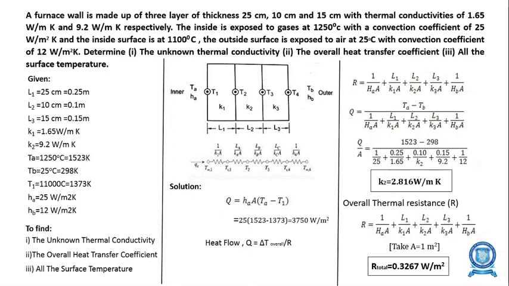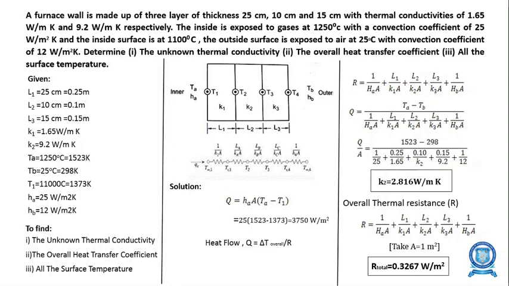Third question, all the surface temperatures. In this problem, they have given the temperatures TA, TB, T1. The remaining T2, T3, T4 have not been given. Hence, we are going to find these values T2, T3 and T4. Okay, let's start the problem.